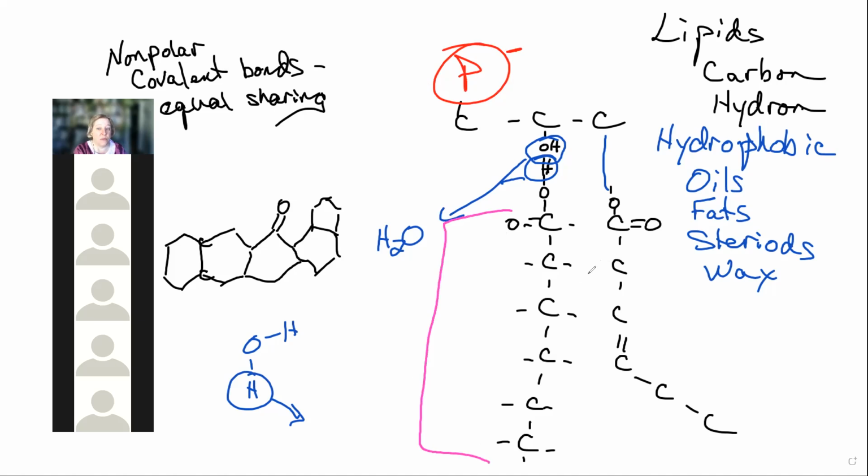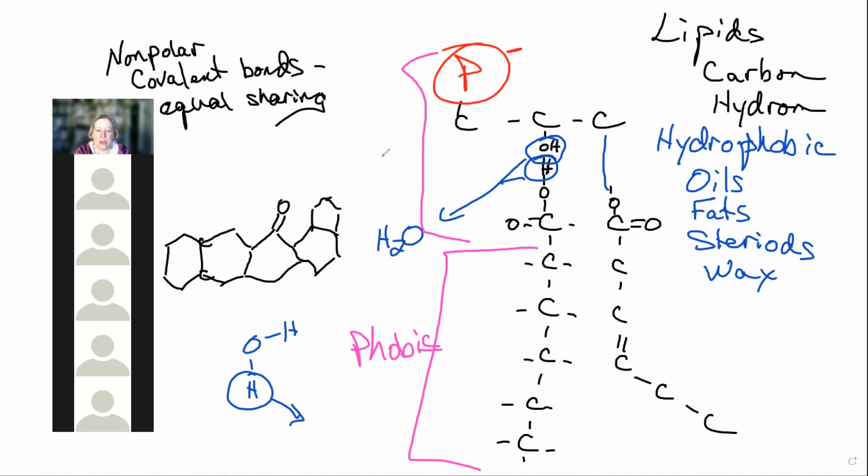does not interact with water. Actually, let me draw that further down, because that part would actually interact with water. So from here down, this part is hydrophobic. This part up here is hydrophilic. So this part can dissolve in water and this part can't.